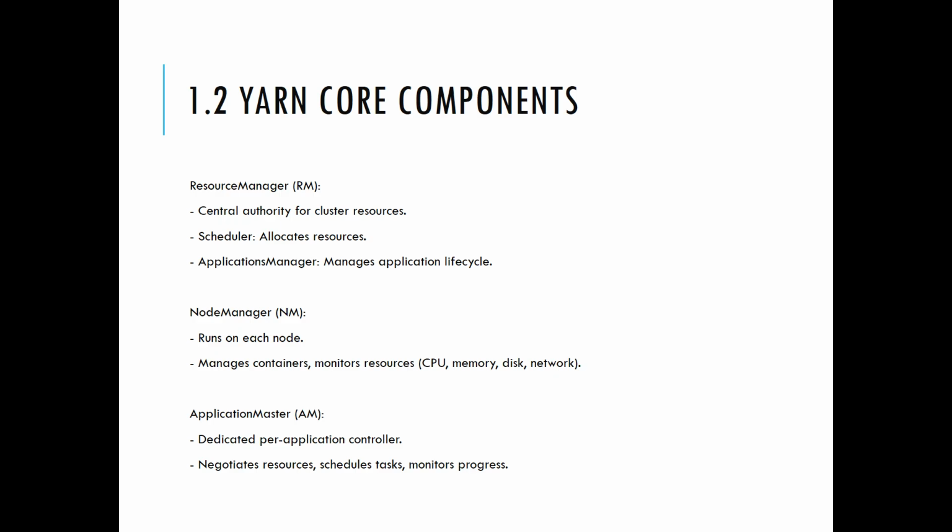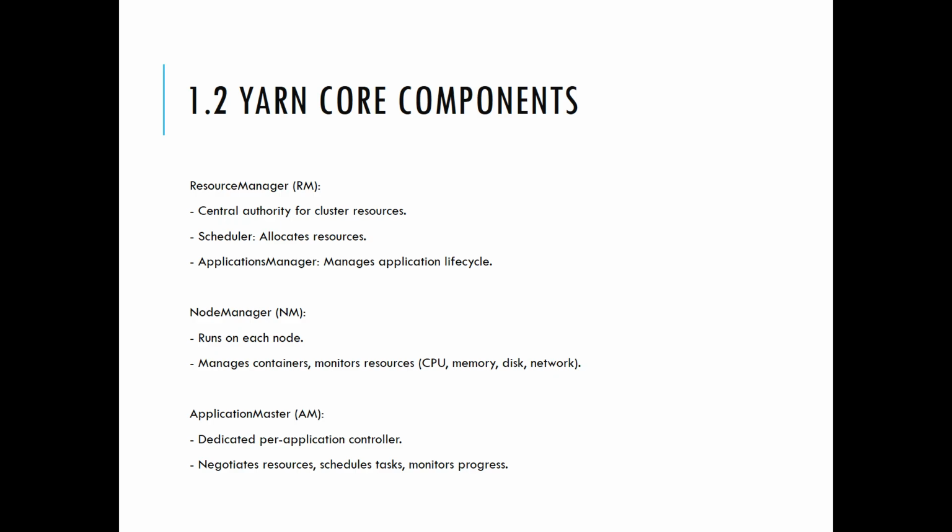This agent runs on every single machine in the cluster. Its job is to manage containers on its node and monitor the usage of resources like CPU, memory, disk, and network. And third, the ApplicationMaster, or AM. This is a dedicated per-application controller. Each application has its own instance of an ApplicationMaster, which negotiates resources from the RM, schedules its tasks, and monitors their progress until completion.